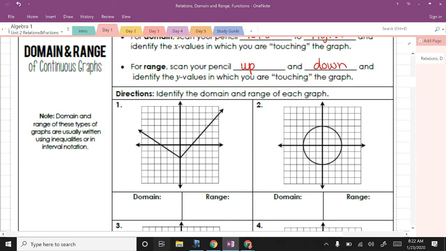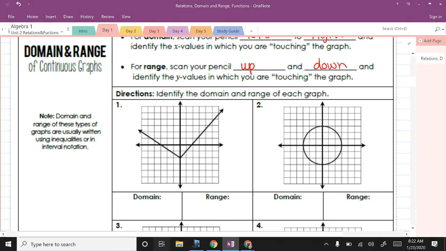The best way to understand domain and range is to see a lot of examples. They're going to give us a graph. The picture is already done for us, and all we have to do is determine the domain and the range. Domain is what values? X's. Range is what values? Y's. So for domain we look left to right, for range we look up and down.